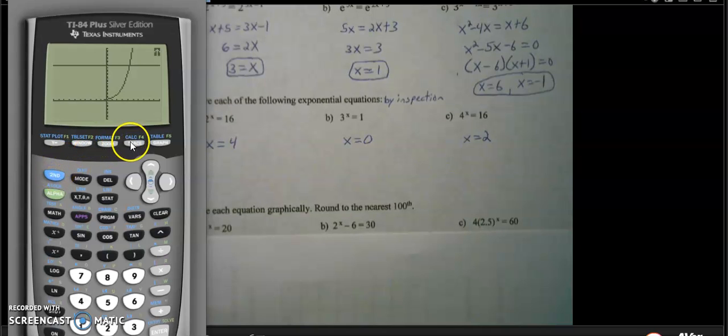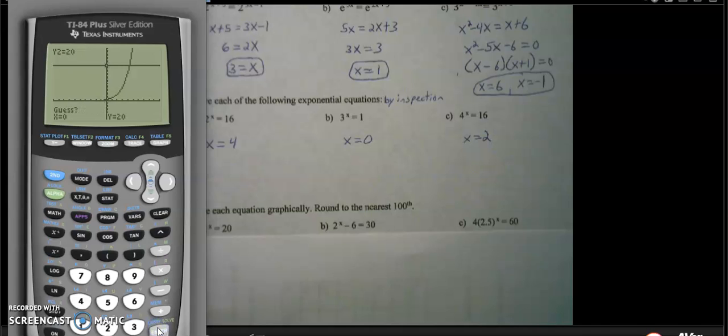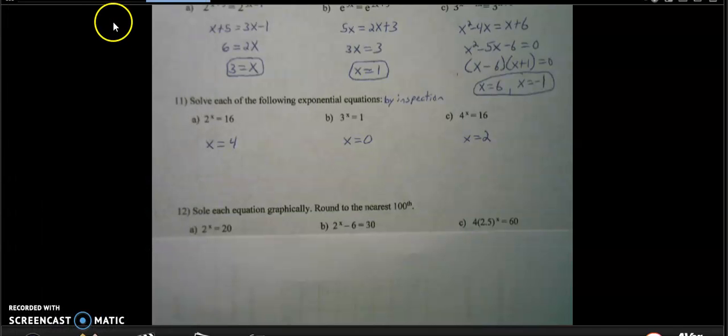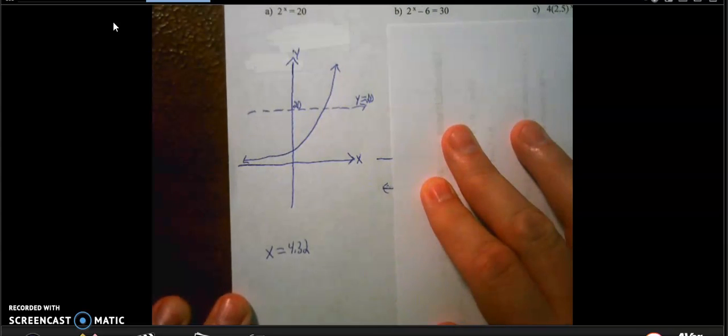So second trace, that'll be calculate, option 5 is the intersection. So first curve, enter, second curve, press enter, and then guess, just press enter again, and we get 4.32. So the first one is x equals 4.32. Now, as far as showing your work and something that I want to see work for, just show a sketch of the graph. And then in this case, our solution is x equals 4.32.